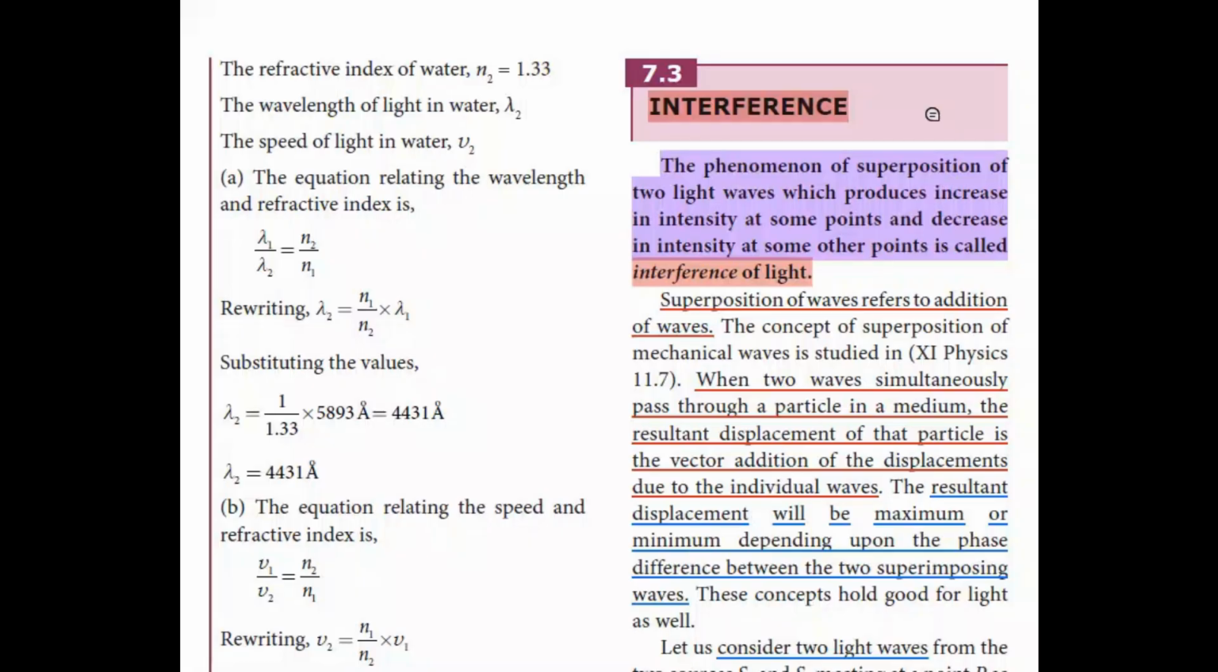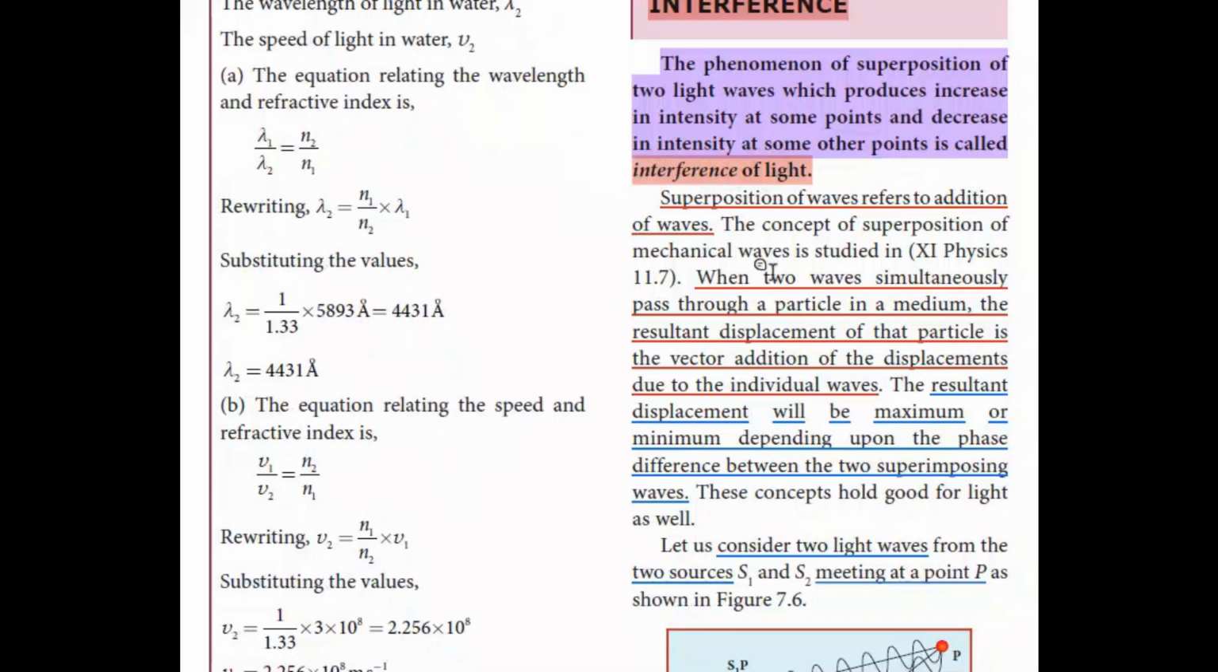Now let us study about the phenomenon of interference. What is interference of light? That's the phenomenon of superposition of two light waves, which produces increase in intensity at some points and decrease in intensity at some other points, and that is called interference of light. This superposition of waves refers to addition of waves.